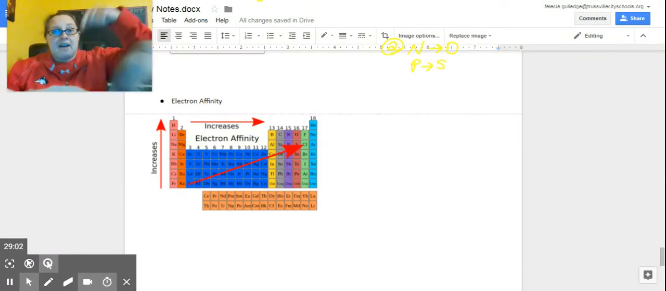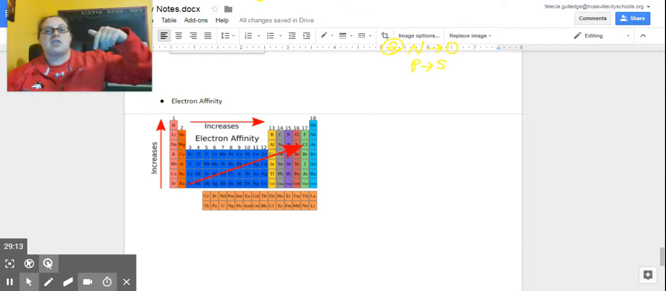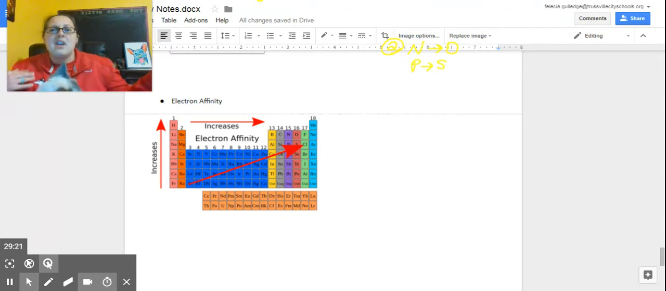If I'm going down on the periodic table, all right, what's happening there is the distance between the nucleus and the valence electrons is increasing. Well, if that distance is increasing, force of attraction goes down. If force of attraction goes down, then I'm barely holding on to the electrons that I have already, right? I don't want more. So you don't have a very large electron affinity.